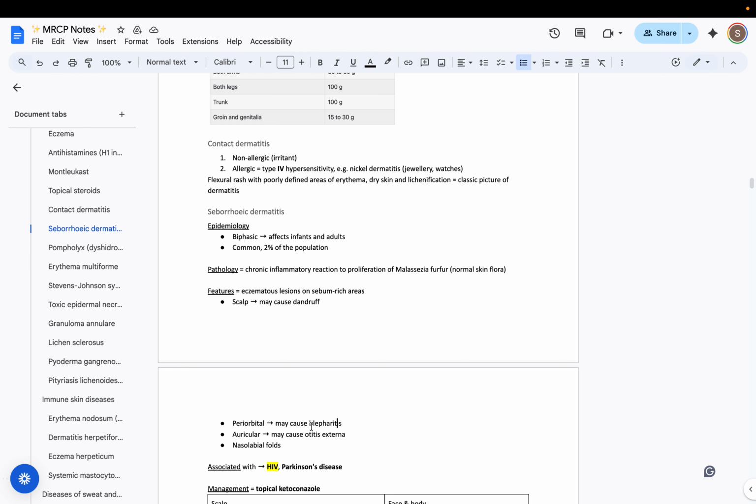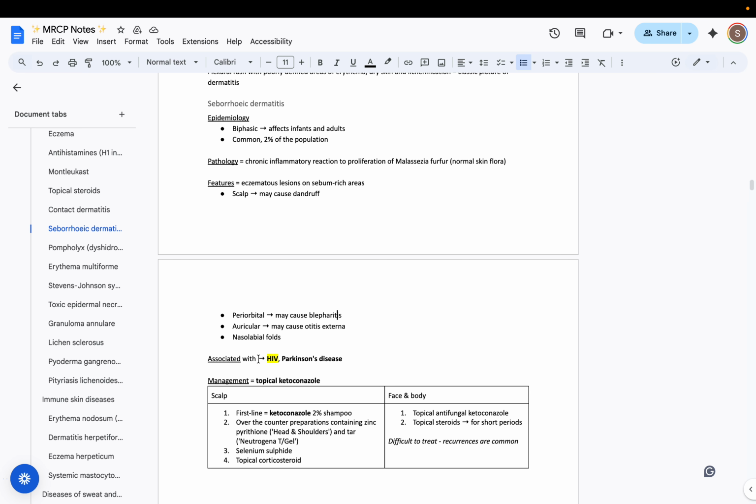It may cause blepharitis and so on. It's associated with HIV and Parkinson's, and the treatment would be topical ketoconazole in the scalp. The first line would be ketoconazole shampoo, or zinc pyrithione containing and tar containing preparations, selenium sulfide, or topical corticosteroids.